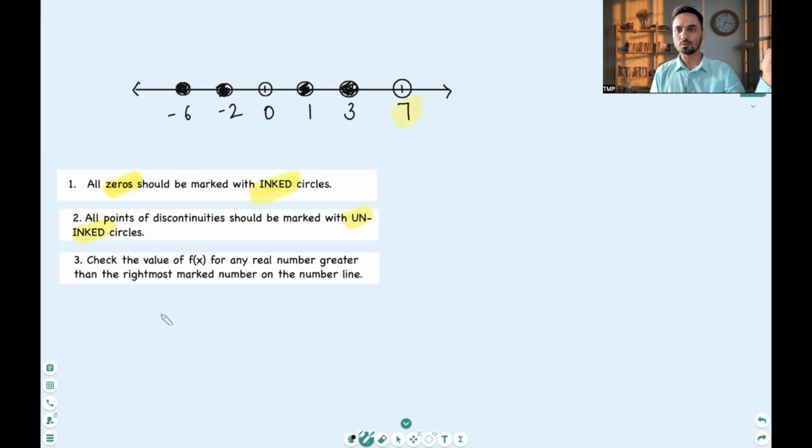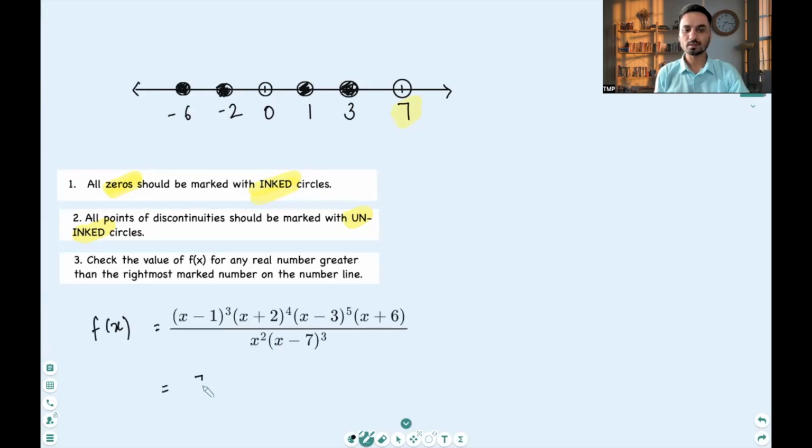So we can choose 8. If I choose 8, we will get 7 cubed times 10 raised to the power 4 times 5 raised to the power 5 times 14, divided by 8 squared times 1 cube, which is a positive number, so greater than 0.